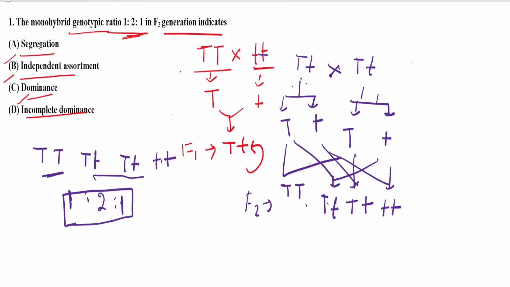So this ratio is the result of what? Here we have gotten the segregation of the gene alleles. We can see that from this heterozygous plant, these genes are getting segregated, and because of that we are getting this result. So the answer will be segregation.